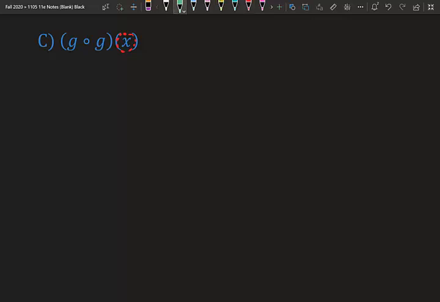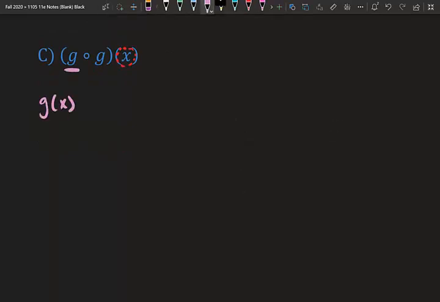Okay, I hope you tried. I really hope you did. So we have our two functions. We have g of x, that equals 4x. And since we have another g, I'm actually going to switch up the colors so I don't get confused.